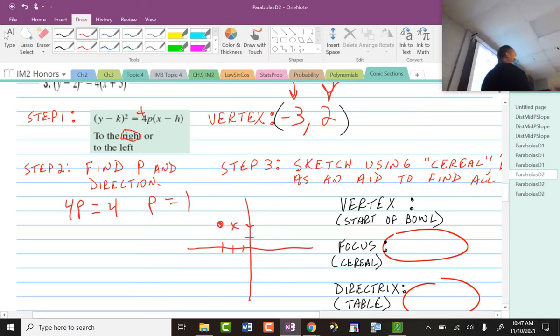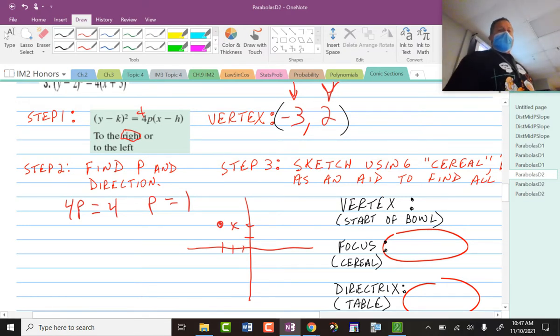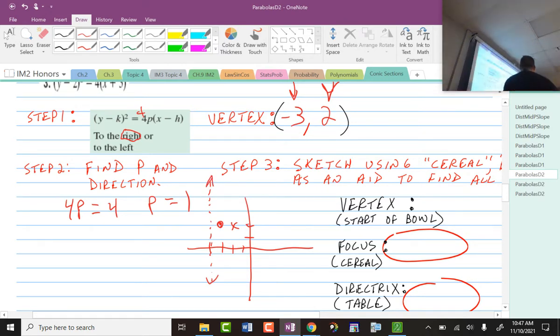1 to the right. Okay, everyone should have told me that, because what is the focus? The cereal, the bowl, or table? 3, 2, 1, go. Cereal, so it belongs in the bowl. If the bowl is going right, then the focus should be over to the right. And then which way do I go for the directrix? 3, 2, 1, go. And then what kind of line is this, vertical or horizontal? And then I could ask my 6th grader, just tell me what's this coordinate right here. That's how we simplify this.